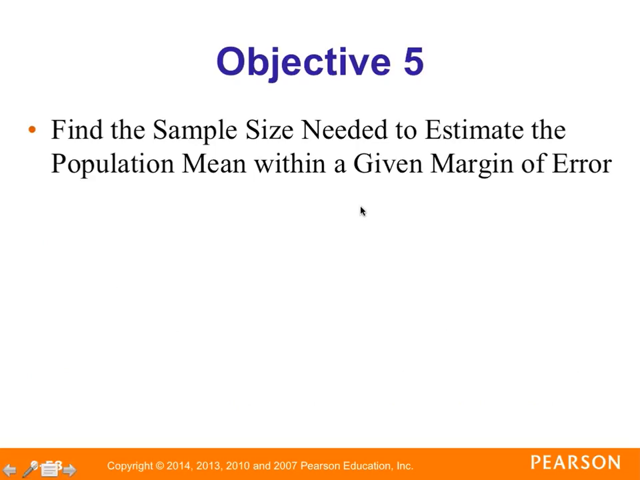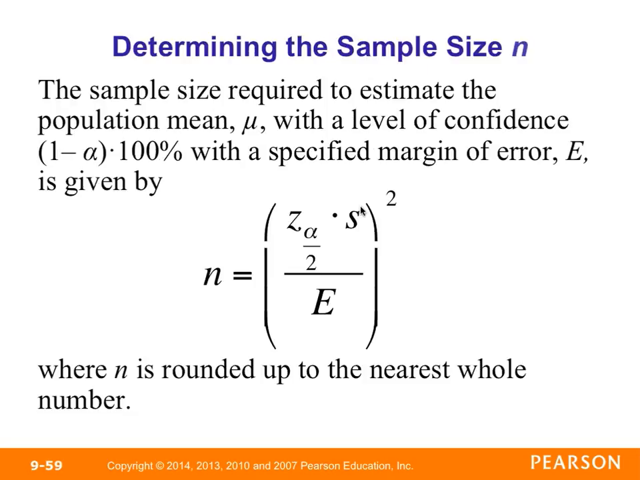Okay, so objective 5 in this section is to be able to find the sample size that's needed to estimate the population mean within a given margin of error. So this calculation is similar to the one that we saw before. What we actually have to do is we have to take z alpha over 2, multiply by s, divide by the specified margin of error e, and square it.